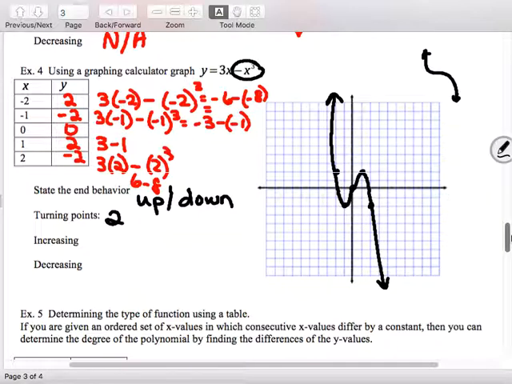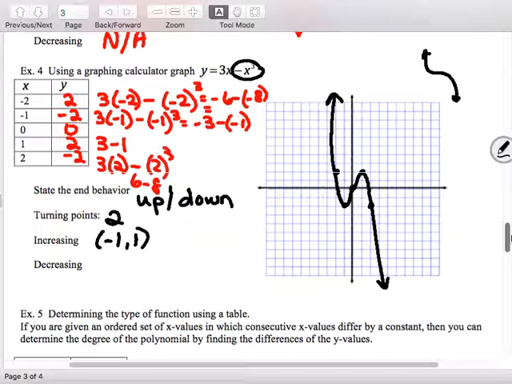So my x value is negative 1, and this x value is positive 1. So it's increasing from negative 1 to 1. I don't mean the y values, I mean the x values. Okay, we describe increasing and decreasing with x values.